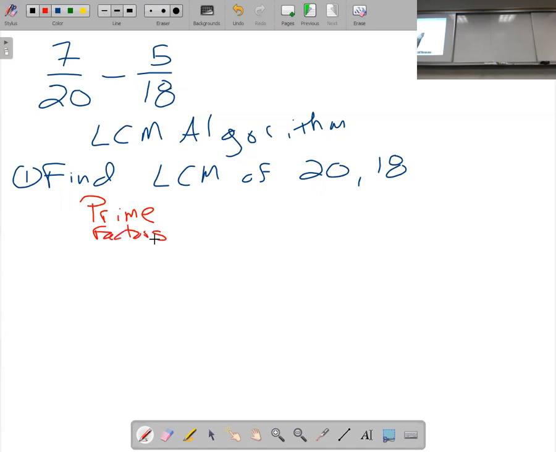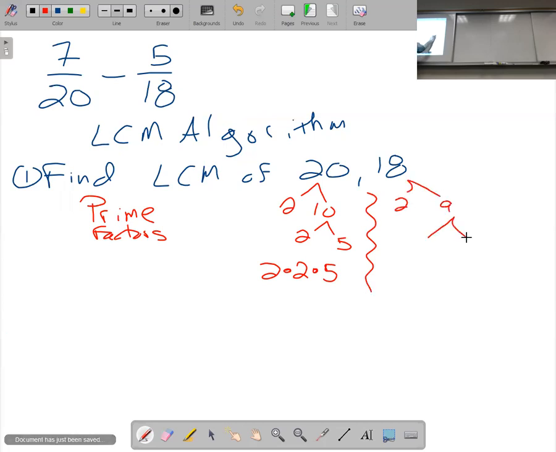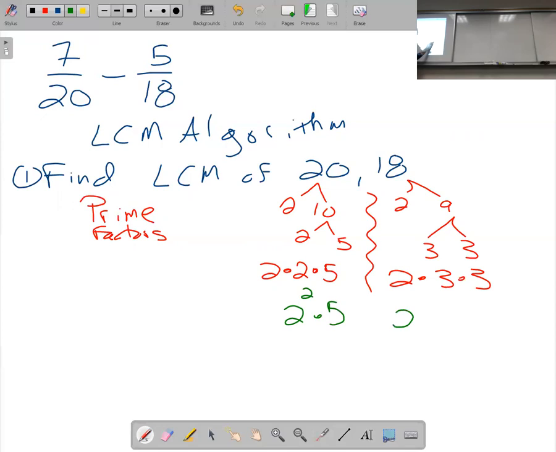All right, so 20 is 2 times 10, which is 2 times 5. So 20 is 2 times 2 times 5. And then I do that for 18. 18 is 2 times 9, which is 3 times 3. So 18 is 2 times 3 times 3. And we talked more before about writing them with exponents. So I could also rewrite them and say this is 2 squared times 5, and this one is 2 times 3 squared.